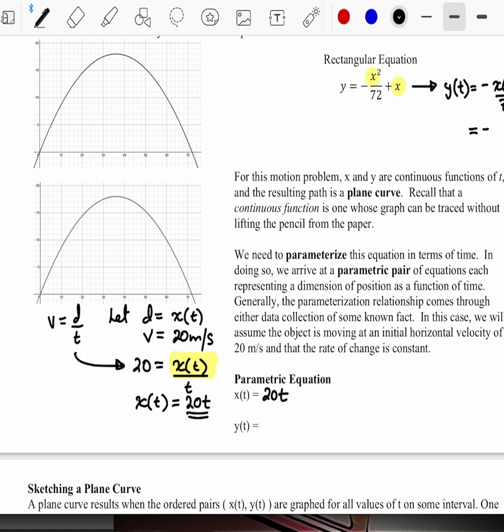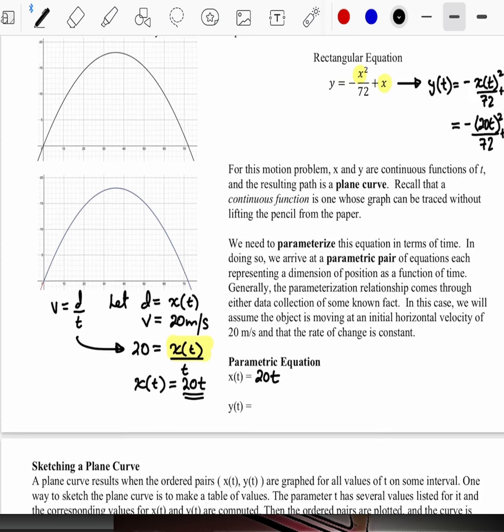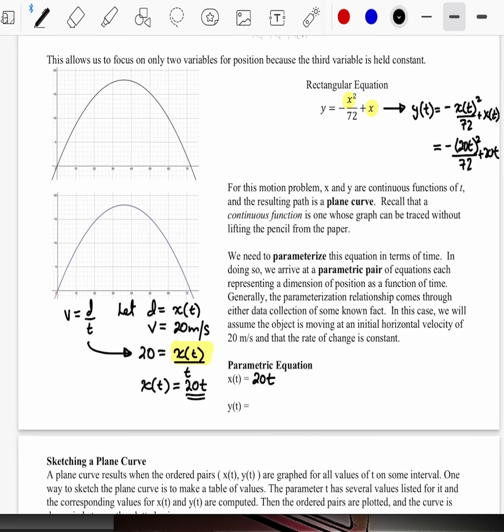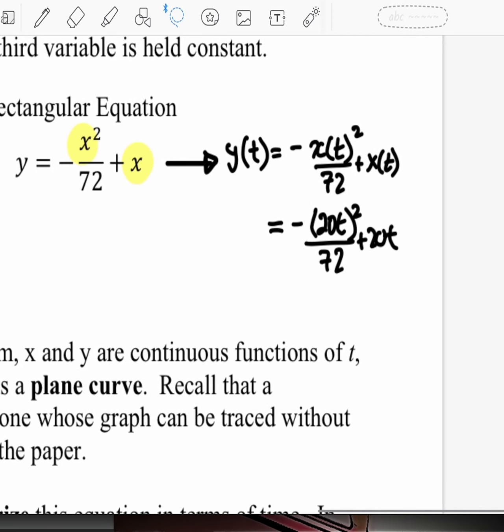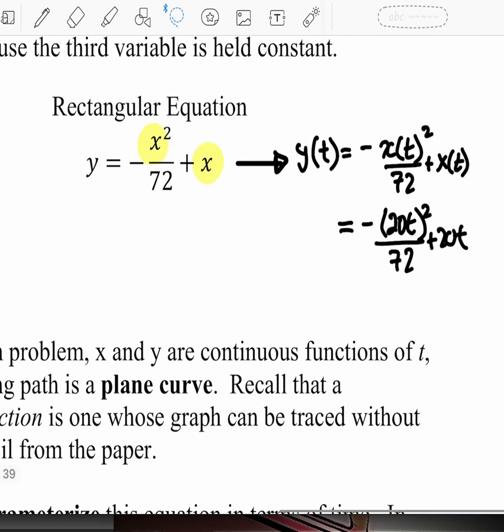So negative 20t squared over 72 plus 20t. All right, oh, sorry, it's off the page. Apologies. I'm going to actually smidge that down a little bit anyway. All right, so, it keeps wanting to default to that.